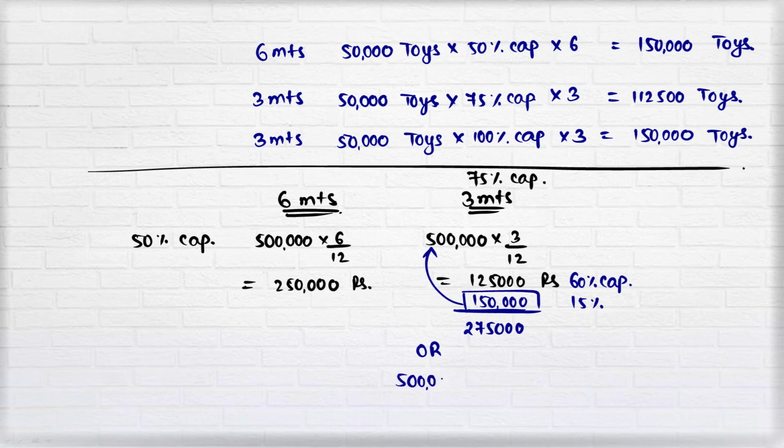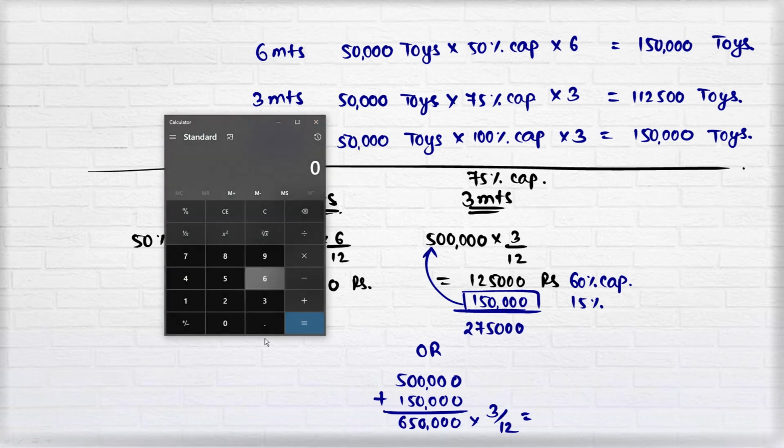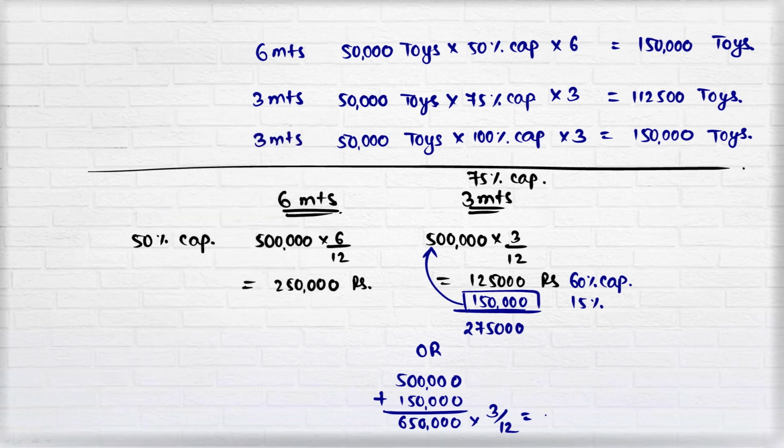What is the total cost? 5 lakh. Plus, how much percentage increase in capacity? 50,000 for every 5%. So total 1,50,000. So total cost is 6,50,000 per annum. But this is only for 3 months. So into 3 divided by 12. 6,50,000 into 3 divided by 12. What is the answer? 1,62,500.